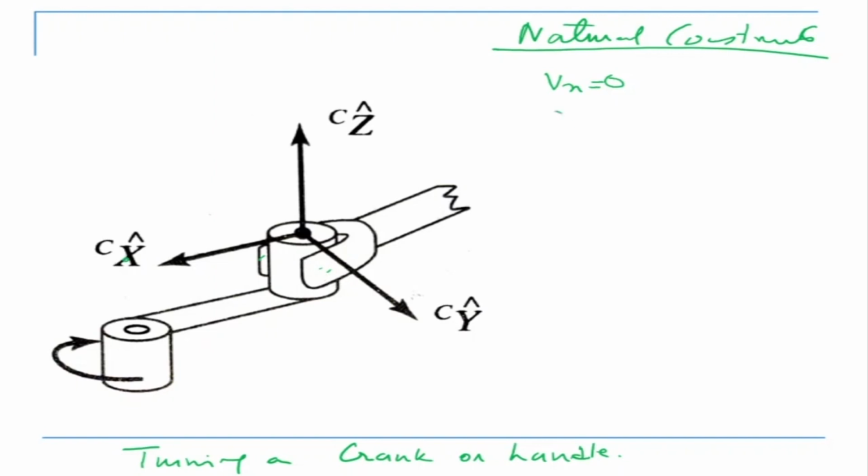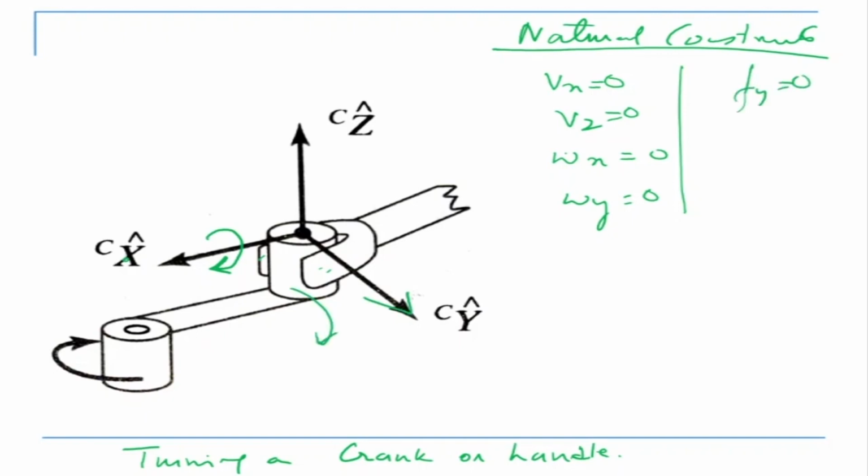Then Vz is equal to 0. You cannot move in the z direction because you're holding it there. Then omega x is equal to 0. So you cannot have an angular velocity about that axis. Okay, you cannot do that. And omega y is equal to 0. Okay, and what about in terms of force? You cannot apply a force in this direction. Fy is equal to 0. The moment I apply a force in this direction, what will happen? It will move. So if it is moving, you cannot apply a force.